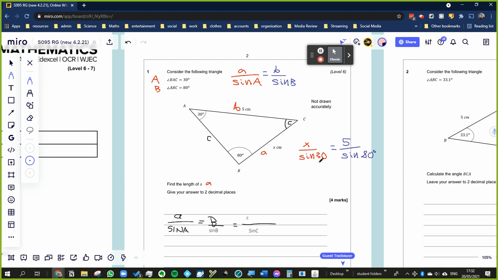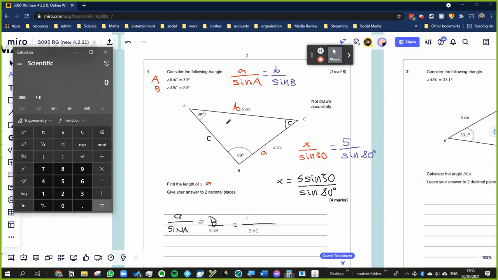Okay, and then you just rearrange it. I'm going to use a different colour to rearrange it, black. I'm going to multiply everything by sine 30. So x is equal to 5 sine 30 divided by sine 80. And that should give you the answer.